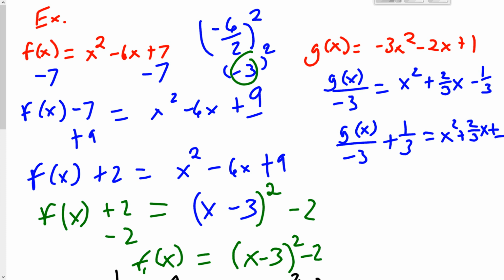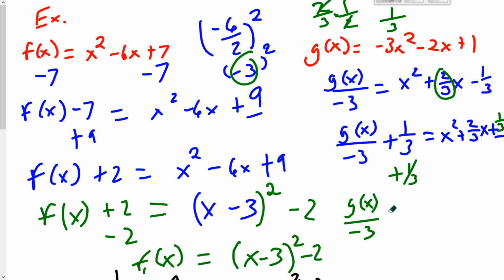Running out of room there. So the new c is taking our b, which is 2/3, and dividing that by 2, which is multiplying by a half. So these 2's are going to cancel, and I get 1/3. So I'm going to add 1/3 here and 1/3 here. So on this side, I get g of x divided by negative 3 plus 2/3 equals x squared plus 2/3 x.